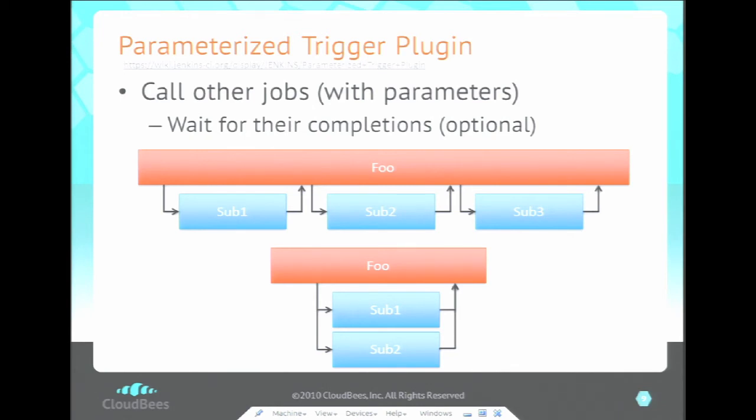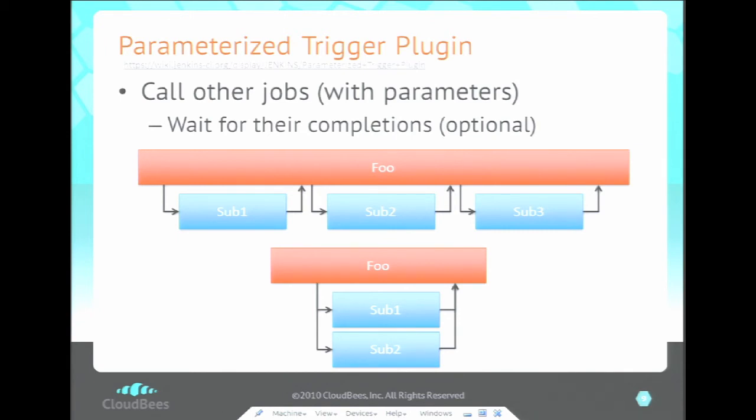Simply put, this allows you to create subroutine semantics. You can call into another job as if it's a function, and then wait for its completion. One common useful pattern is that you could have a sequence of jobs executing in turn.